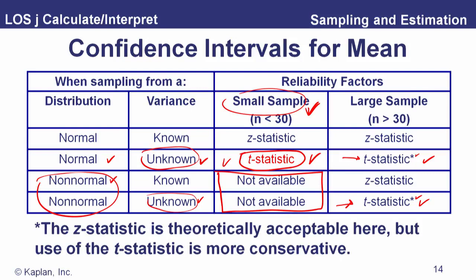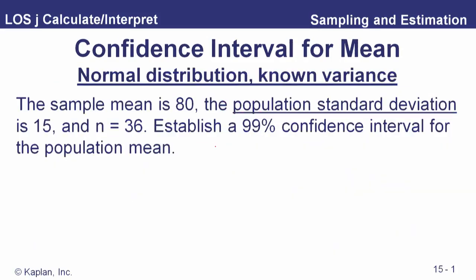And in the rest of the cases, except for small sample size, normal distribution, and unknown variance, a z-statistic is theoretically acceptable. So let's do some examples here. We've got a normal distribution with known variance. The sample mean is 80, the population standard deviation is 15, and our sample size is 36. Establish a 99% confidence interval for the population mean.